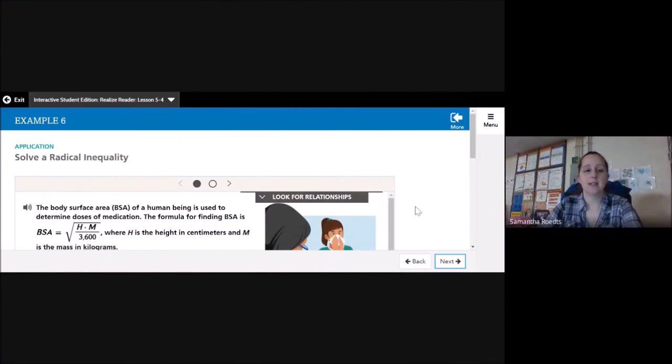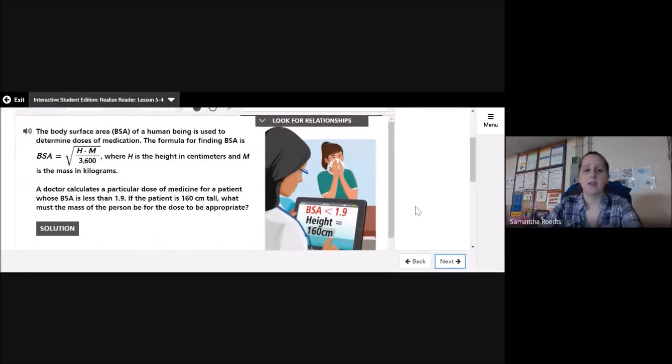All right, example 6, solve a radical inequality. The body surface area, or BSA, of a human being is used to determine doses of medication. The formula for finding BSA is BSA equals the square root of h times m over 3,600, where h is the height in centimeters and m is the mass in kilograms. A doctor calculates a particular dose of medicine for a patient whose BSA is less than 1.9. If the patient is 160 centimeters tall, what must the mass of the person be for the dose to be appropriate?